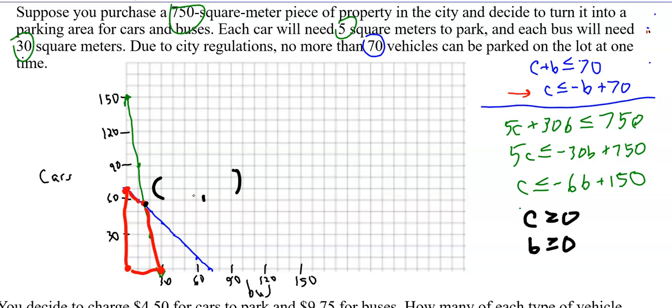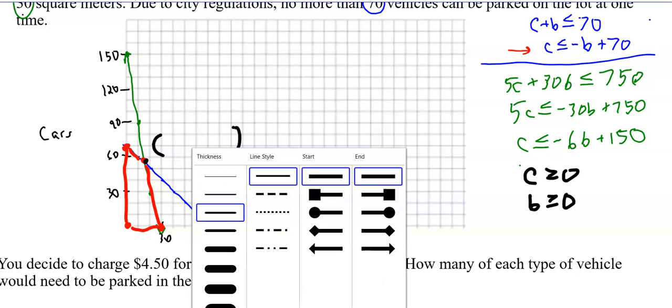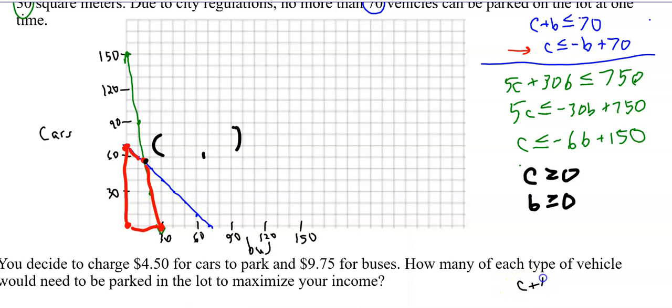So to really get it correct, you probably want to just go ahead and solve this system over here. So I'm going to try to solve this system. I'm going to take this C plus B equals 70. I'm just going to use equals because I just want to find that point, so I'm not worried about inequality. And then the other one is 5C plus 30B equals 750. So I want to solve that system.